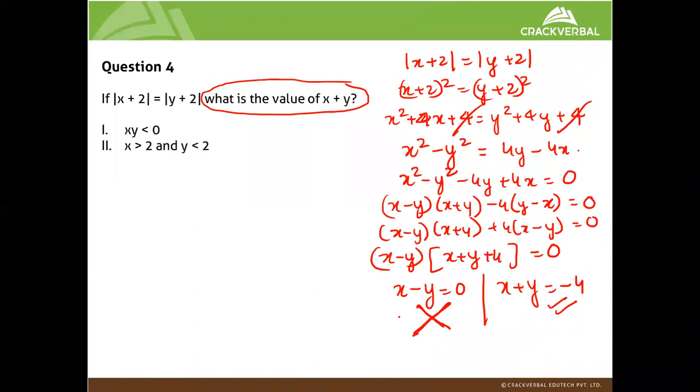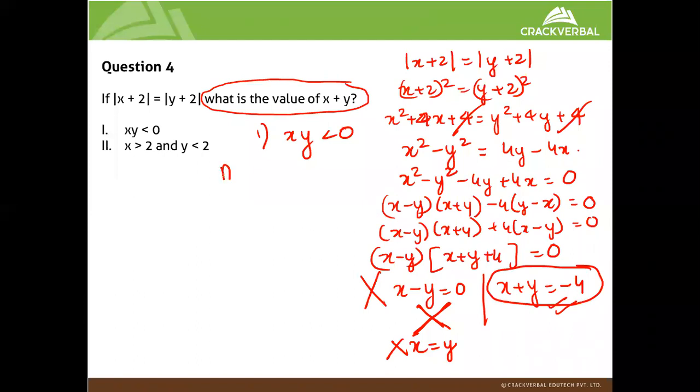Now think about this. What is the meaning of x minus y is equal to 0? X is equal to y. The first statement tells me xy is less than 0. Now think about it logically, right? If xy is less than 0, both x and y have to be of opposing signs. I will never, ever have x equal to y. So this part of the solution is ruled out. I'm only left with the second solution, that is x plus y is equal to minus 4. So the first statement is sufficient to solve, AD.